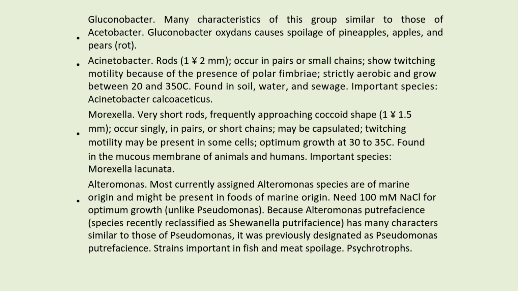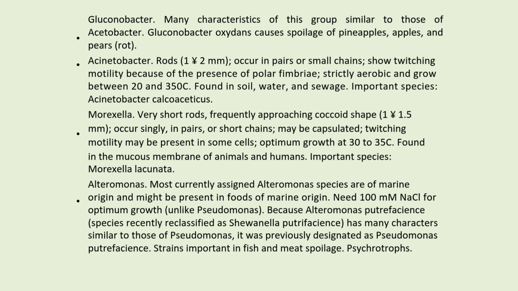Next is Moraxella. These are very short rods, frequently approaching a coccoid shape. They occur singly, in pairs or short chains and may be capsulated. They are found in the mucous membrane of animals and humans. An important species is Moraxella lacunata.